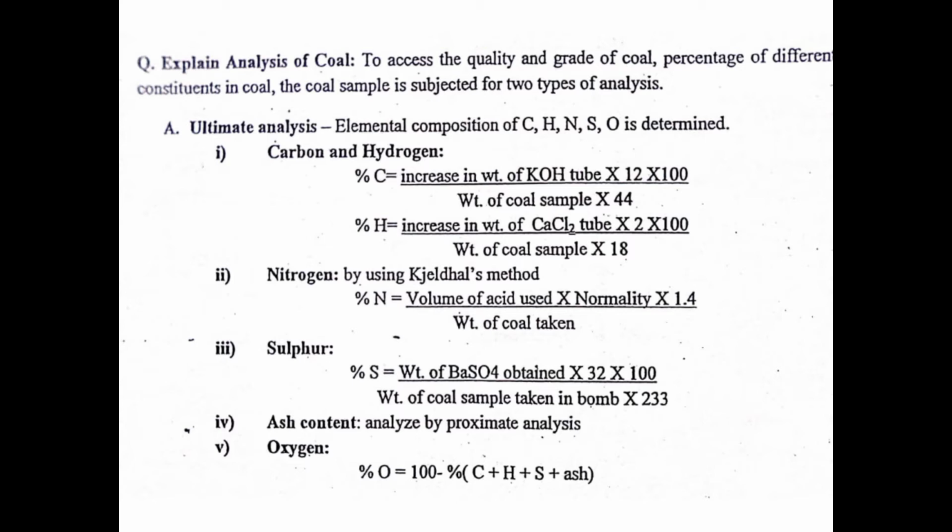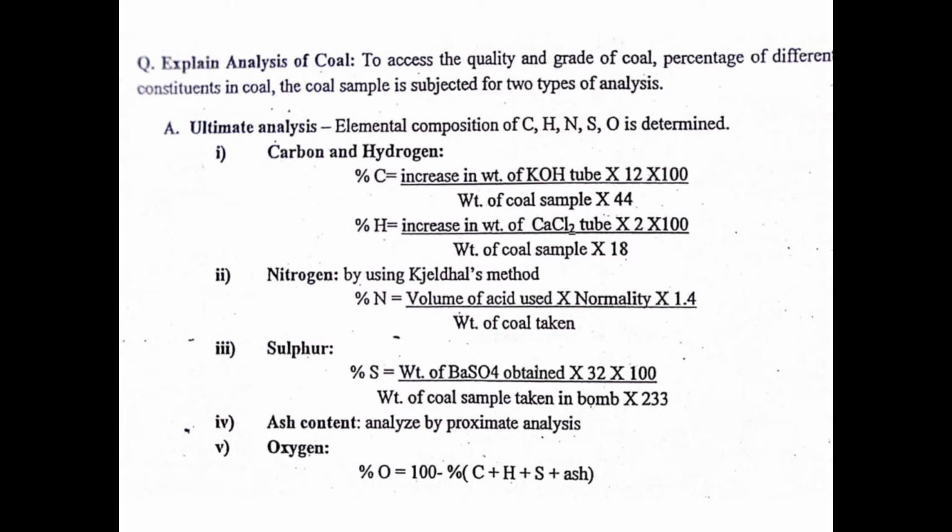For calculating the percentage of nitrogen, the formula used is volume of acid used into normality into 1.4 upon weight of coal taken. Okay, the third composition is sulfur. For sulfur, a mass of coal is taken, and it is burned in a bomb calorimeter.